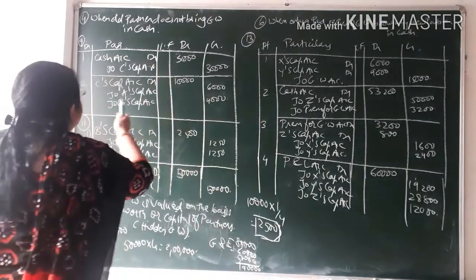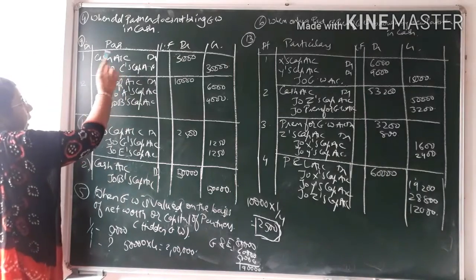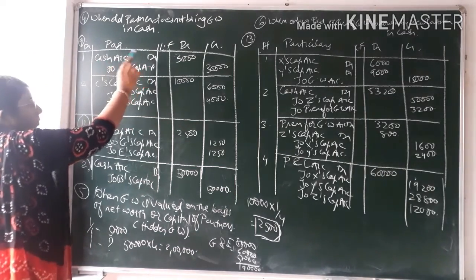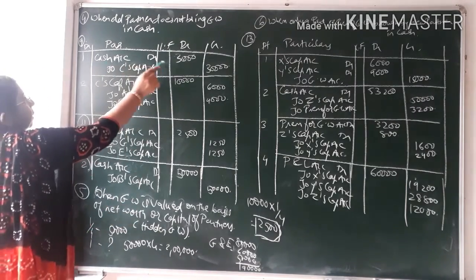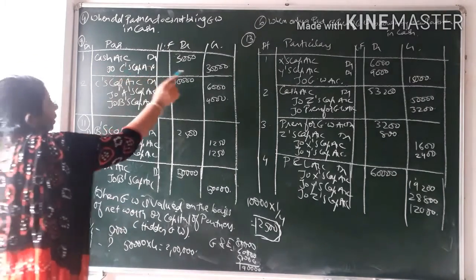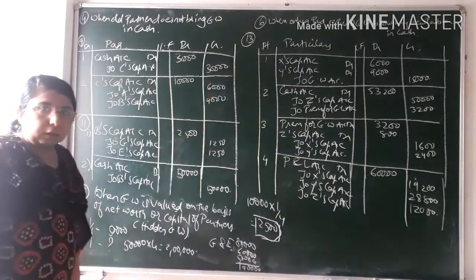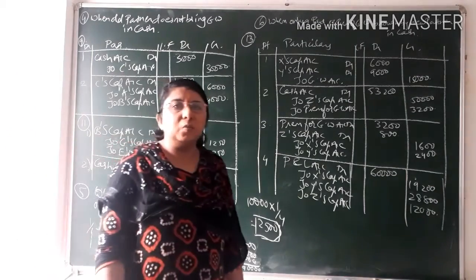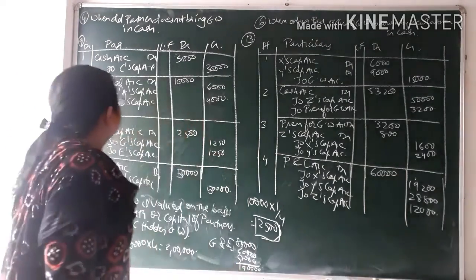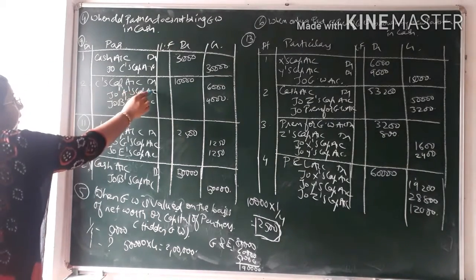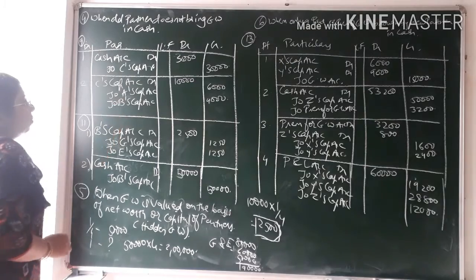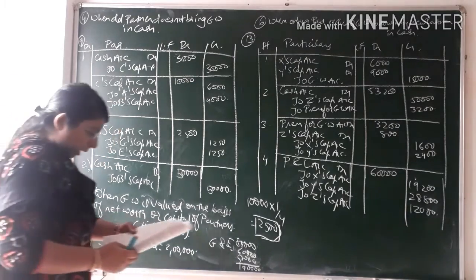The first entry is for whatever he is bringing in cash. So cash account debit, because it comes into the firm: debit what comes in. Cash account debit 30,000 to C's capital account credit, 30,000. So he is bringing 30,000 capital in cash. Now the second entry: C's capital account debit to A's capital account credit, to B's capital account credit.